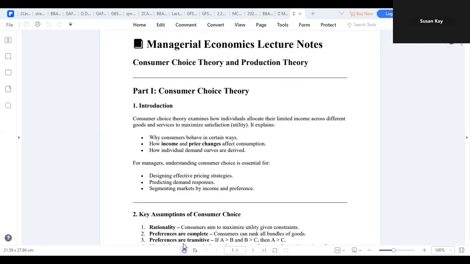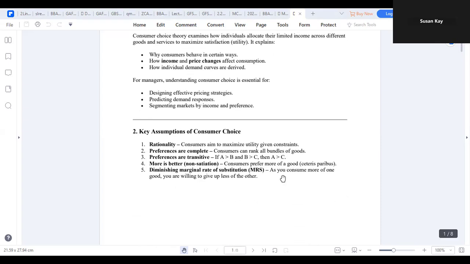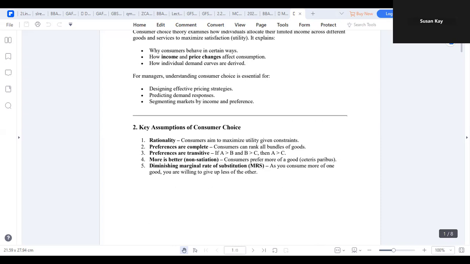Under consumer choice, we are going to rest on the key assumptions that will underlie this. For this to make sense, these assumptions must hold. These are the assumptions that this theory must rest on. And these assumptions will allow us as economists to model our behavior mathematically, capturing the essence of decision making.